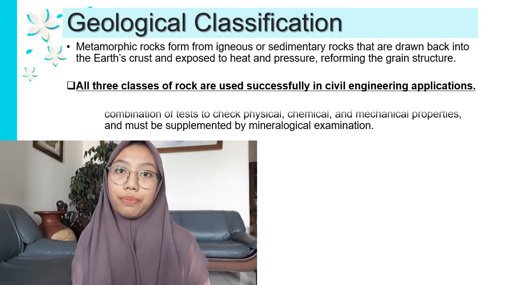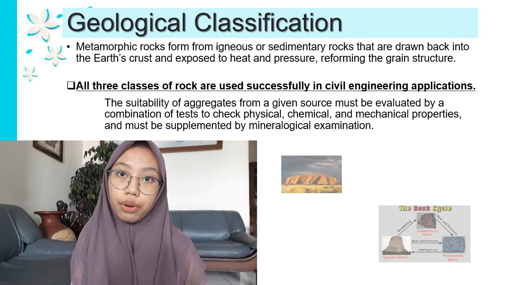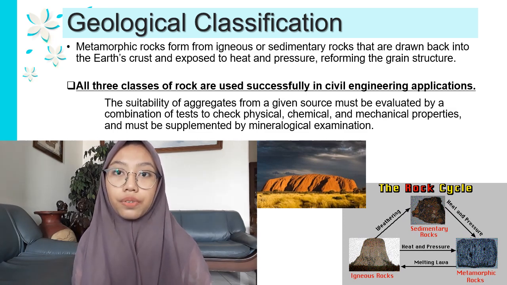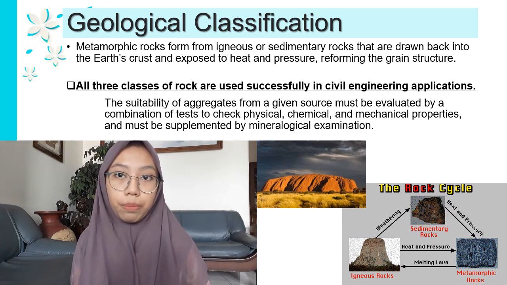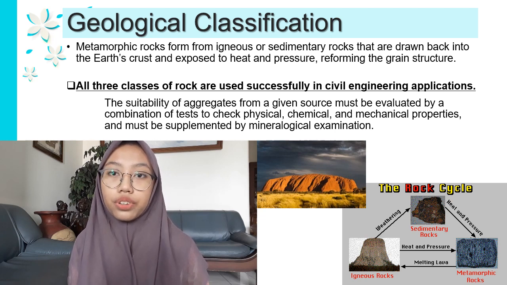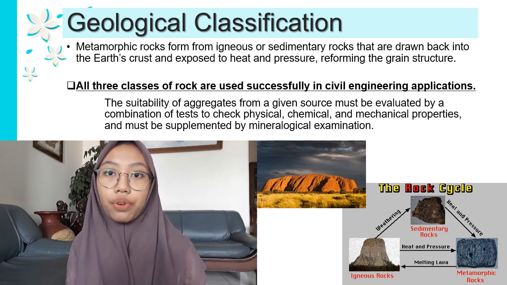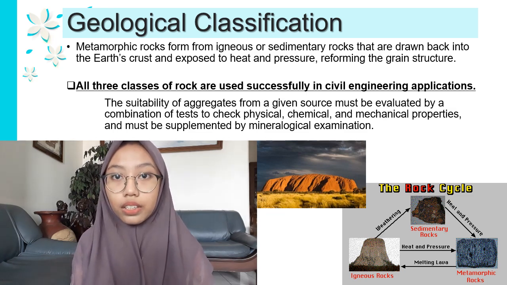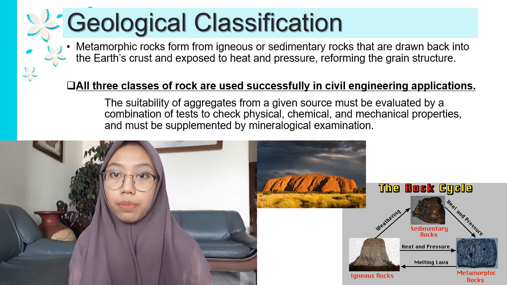Metamorphic rocks form from igneous or sedimentary rocks that are drawn back into the Earth's crust and exposed to heat and pressure, reforming the grain structure. Metamorphic rocks generally have a crystalline structure with grain sizes ranging from fine to coarse. All three classes of rock are used successfully in civil engineering applications.